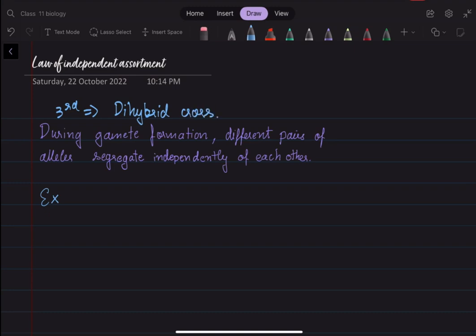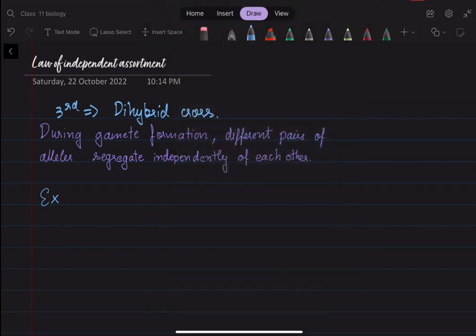Whenever gametes are formed, the pair of alleles that we see representing a gene will segregate or separate from each other independently of the other pair. We know there are many genes, not only one gene, and hence there will be many pairs of alleles. These many pairs of alleles will separate from each other independent of the other pair.